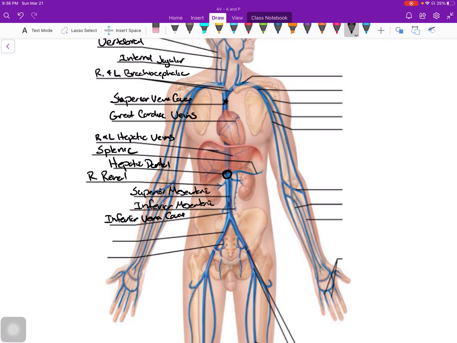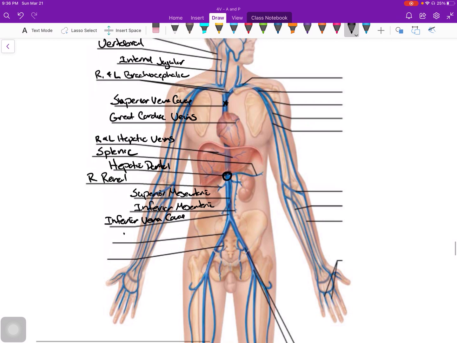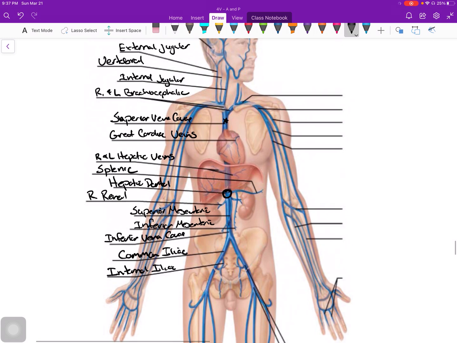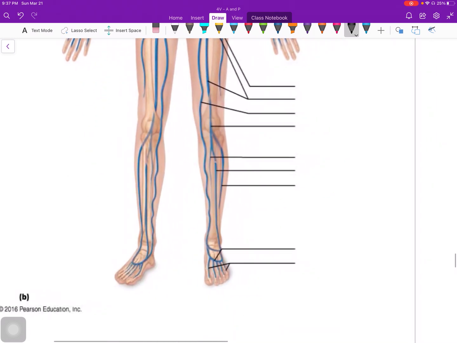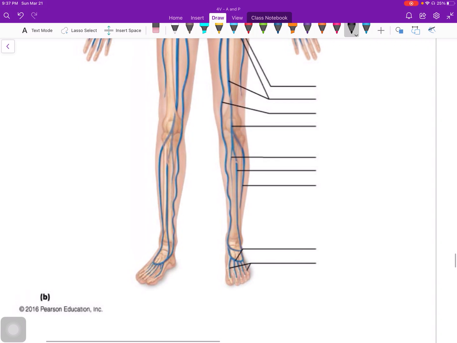Now, again, you have your common iliac. So at this point, we're kind of going in reverse as arteries. This is going to be your internal iliac. All right, so let's just start from the bottom, just come around the bottom and go up from there up to the top. I have my dorsal digitals.